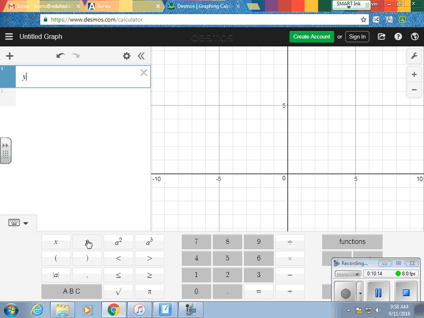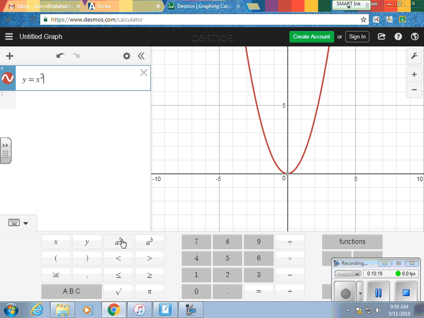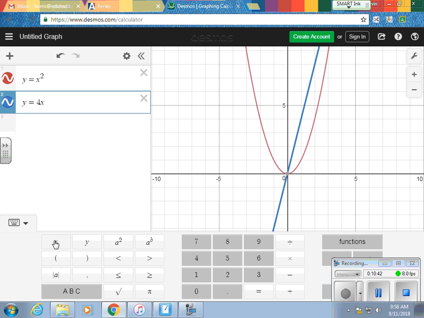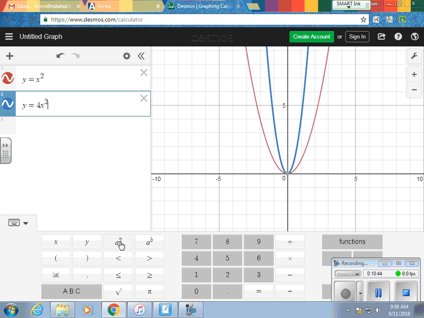Y equals, and I'm just going to do straight up x squared. I like to have the parent function on my graph before I add what the changes are. So this is my parent function. This is what that first graph looks like. Open up a second graph, and it's y equals 4x squared. So the red one was the parent function. The blue graph on mine anyways is your new one.